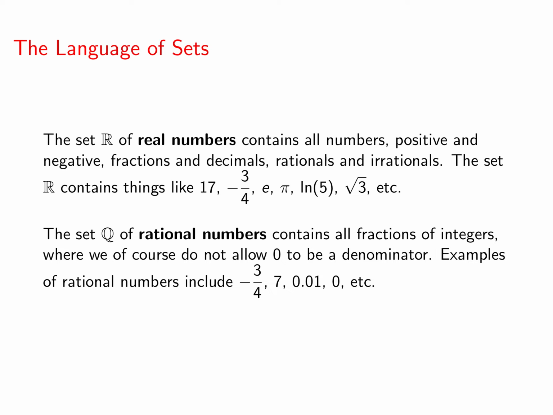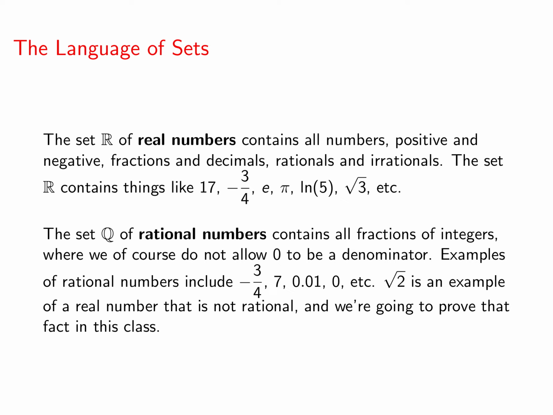How about 0? Well, 0 is the same thing as 0 divided by a million. So as long as you can write the number as an integer divided by an integer, then it's a rational number. We use Q for rational numbers, Q for quotients. We can't use R for rational numbers because we're already using R for real numbers.